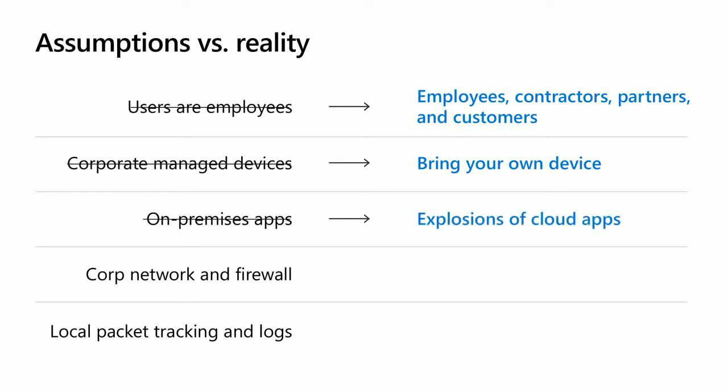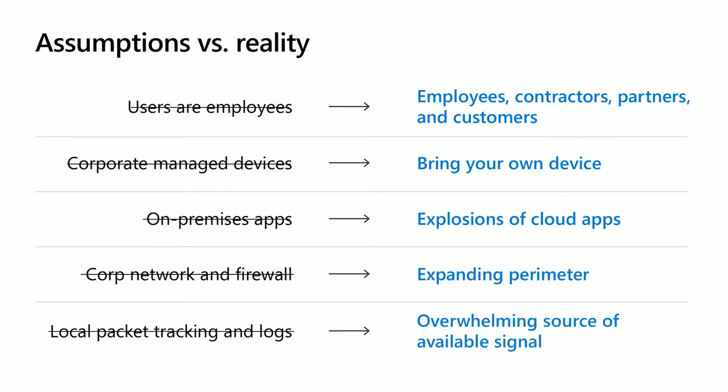Thinking about the applications, from a world of wholly on-premises applications, now you're talking about an abundance of cloud applications. Initially I had this corporate network, and I had this firewall around my corporate network. Now you're talking about a perimeter that is expanding to every access point that's right there. As a network person, think about how much data you have today to analyze. Thinking about all those access points, you have an overwhelming source of really good data, really good signals that is available to you.